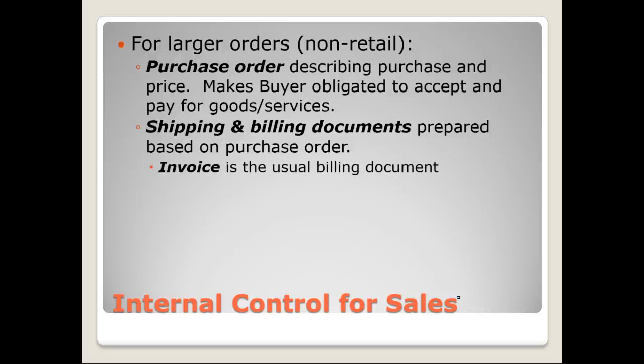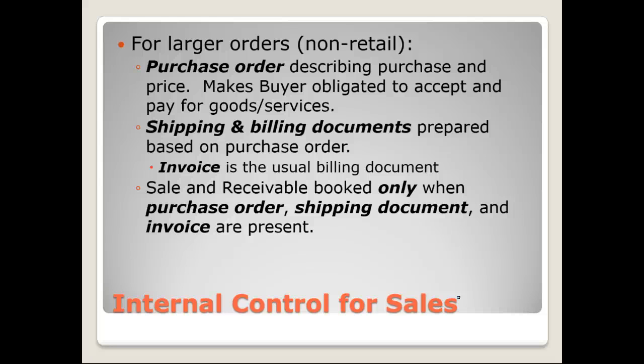So we usually issue invoices, which is the billing document, and then we usually have a shipping manifest or some sort of shipping document that also goes along with it. And then we're careful to book our sales and receivables only when a purchase order, a shipping document, and an invoice has been issued. We try not to be sloppy about it when we're dealing with large orders. This is the conclusion of Chapter 5.